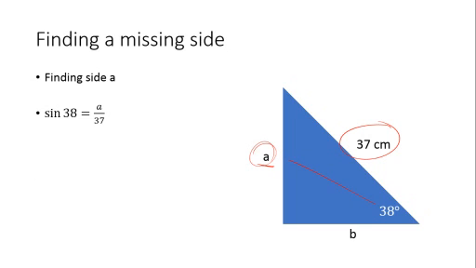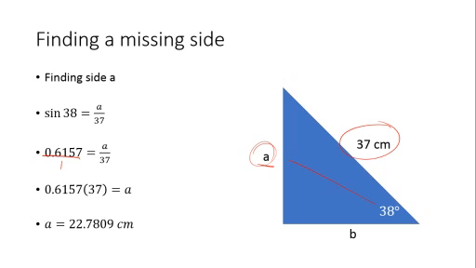So we can set up our problem as the sine of 38, the sine of the angle, is equal to A over 37. Sine 38 ends up being a decimal, so you can write that decimal: 0.6157 is equal to A over 37. Now you basically have a proportion, two fractions: 0.6157 over 1 is equal to A over 37. Solve for A. Multiply both sides by 37, getting A is equal to about 22.7809 centimeters. That would be the length of that missing side.